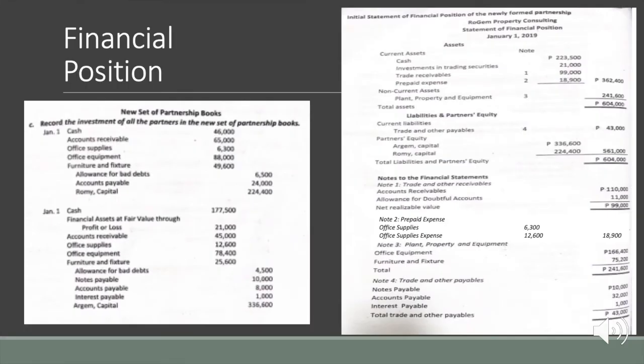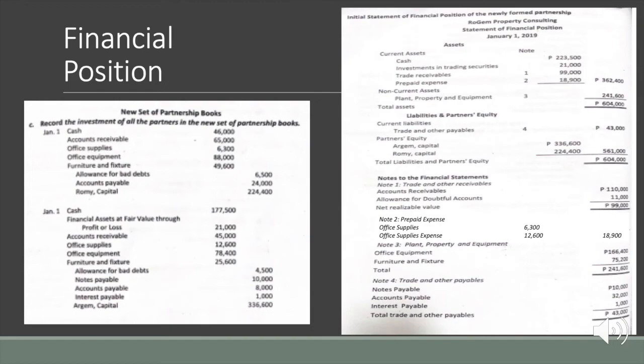Now for the statement of financial position of Rogem Property Consulting. First, we would go to the current assets of the statement of financial position. So this is where we would start, for current assets is cash of 223,500. We got 223,500 from the cash investment of Romy, which is 46,000, and from the cash investment of Argem, which is 177,500, which is equal to 223,500. Now, for the investments in trading securities, 21,000 is from Argem, which is from the financial assets at fair value through profit or loss. So it is as is.